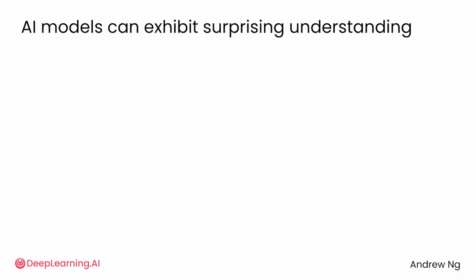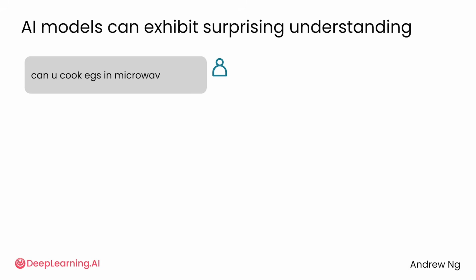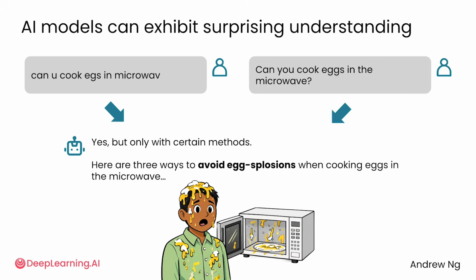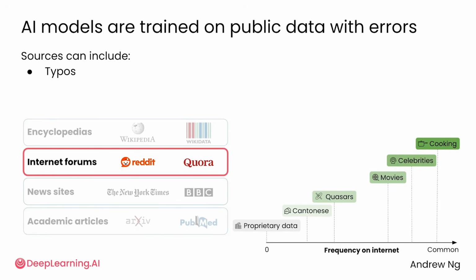Now, because of the data the AI has learned from, sometimes it can exhibit surprising understanding of things. If you were to type very quickly, can you cook eggs in microwave, like shown on the left, it can actually understand this type of misspelled text very well, pretty much as well as asking, can you cook eggs in the microwave? And by the way, I've exploded a few eggs in the microwave myself, so if you ever want to avoid that, feel free to ask the AI system how to do so you don't have to learn the hard way. And a reason that it's so good at understanding misspelled words is because it's actually learned from a lot of sources that could include typos.